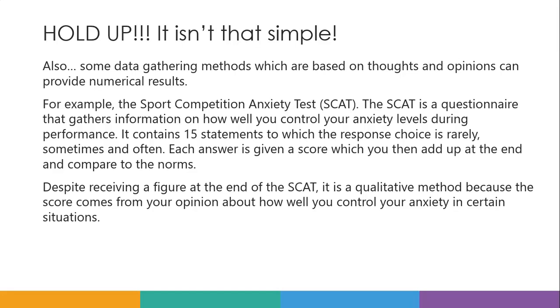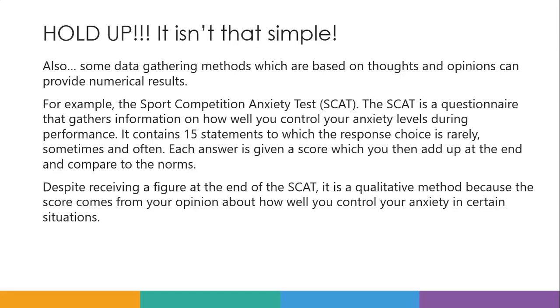Some data gathering methods, which are based on thoughts and opinions, can provide numerical results, which might be a little confusing. So for example, the Sports Competition Anxiety Test, or better known as the SCAT test, which you might have used in National 5, is a questionnaire that gathers information on how well you control your anxiety levels during performance. It contains 15 statements to which a response choice is rarely, sometimes and often. Each answer is given a score which you then add up at the end and compare to the norm.